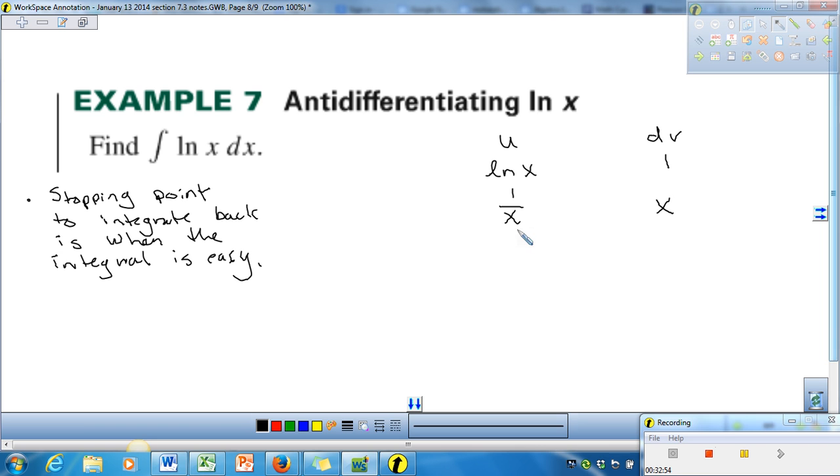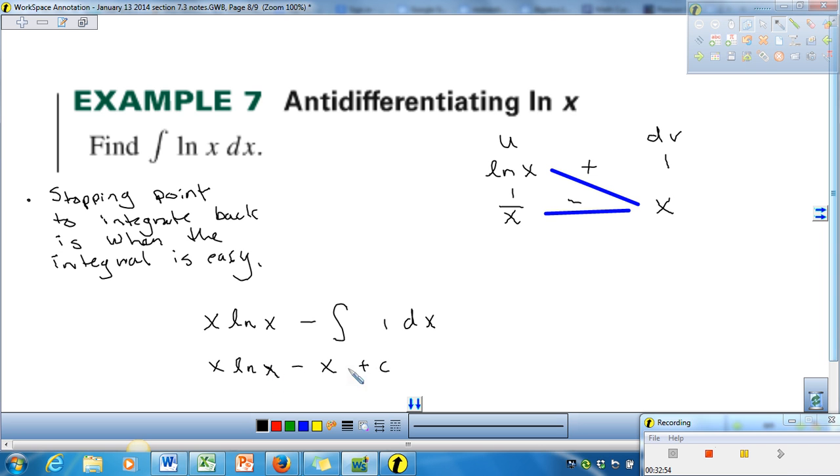I could do another derivative. I could do another row, negative 1 over x squared and x squared over 2. I could go another row and integrate back then. Wouldn't be too hard either. But you want to stop at the quickest, easiest point. So we're going to do our arrow here and our arrow here. Plus and minus. So my answer is x ln x, then minus the integral of x times 1 over x dx. So we get x ln x minus x plus C.